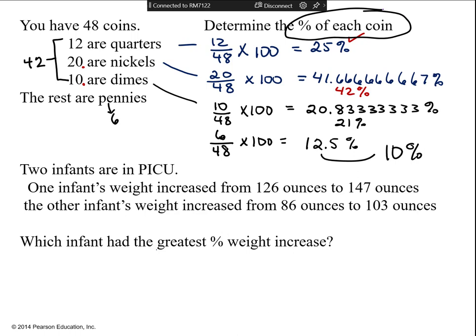So here's one more. If I have 2 infants that are in PICU, one infant's weight increases from 126 ounces to 147 ounces. The other infant's weight increases from 86 to 103. So the question is, which infant had the greatest percent weight increase? If I want to figure out a percent weight increase, what do I need to do with infant 1?